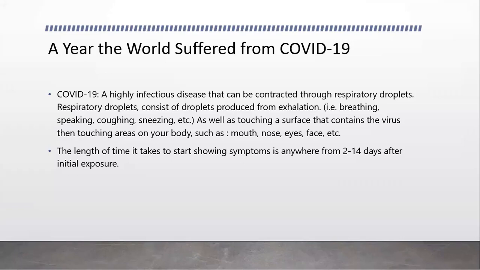COVID-19 is a highly infectious disease that can be contracted through respiratory droplets. These droplets consist of anything that is produced from exhalation, which includes breathing, speaking, coughing, sneezing, etc., as well as touching surfaces and then proceeding to touch areas on your body, such as your mouth, nose, eyes, or face. The length of time it takes to start showing symptoms is anywhere from 2 to 14 days after initial exposure to the virus.